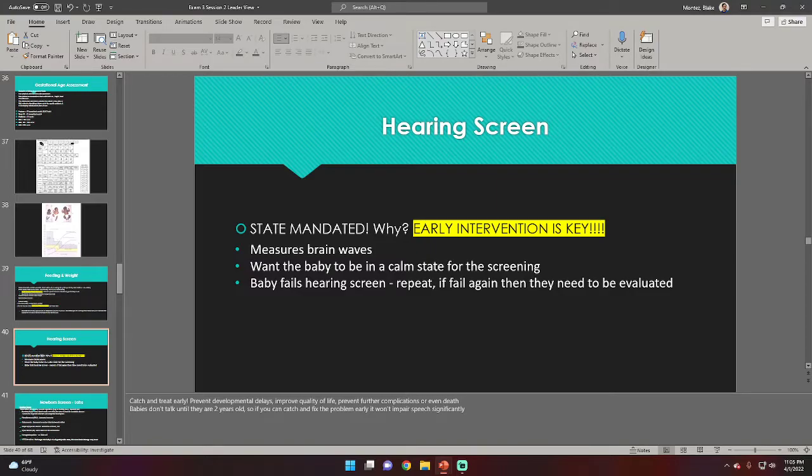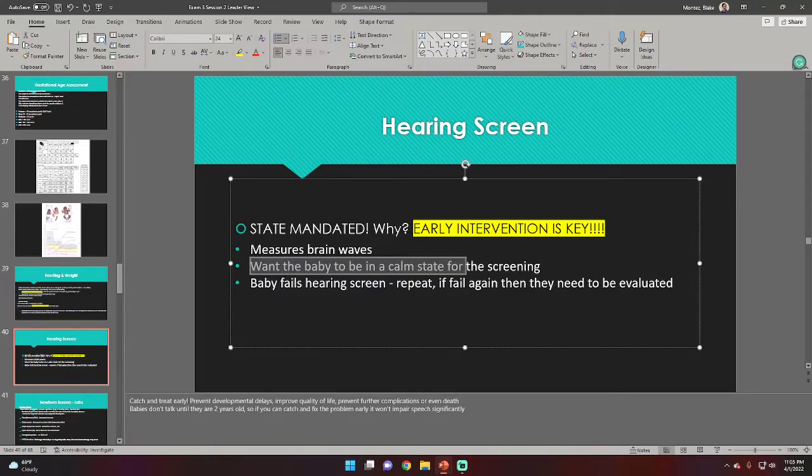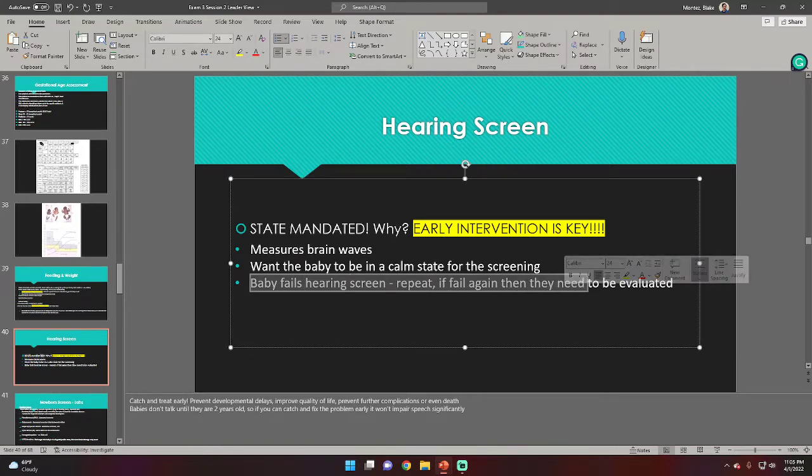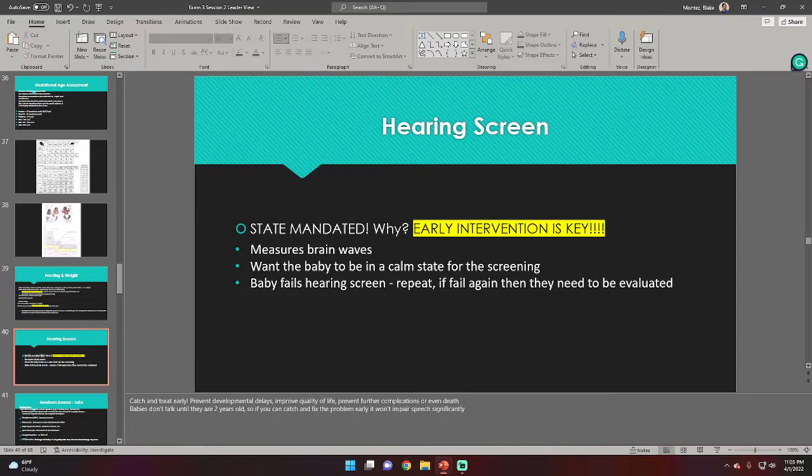is a positive screening. We want the baby to be in a calm environment. So when I was in clinical, I saw that the baby was crying, and they actually had to delay the screening. If the baby fails this hearing screening, they're going to repeat. If they fail again, then we're going to do a consult. This is meant to catch and treat anything early. We're going to prevent developmental delays, improve their overall quality of life, and of course prevent, even if it's something very bad, this will even be preventing death if we can get it early.